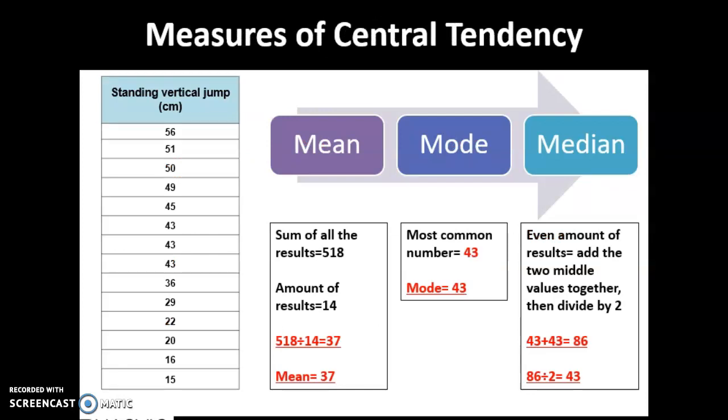The mean is the measure of central tendency that is calculated by adding all of the values and dividing the answer by the number of values.